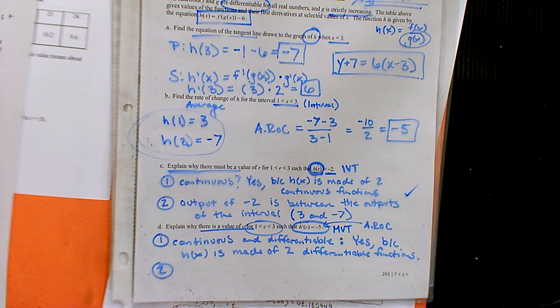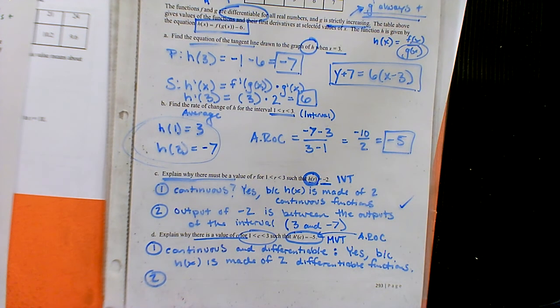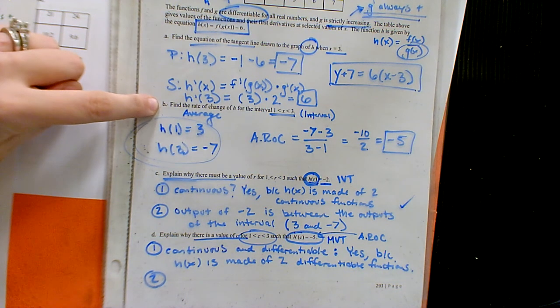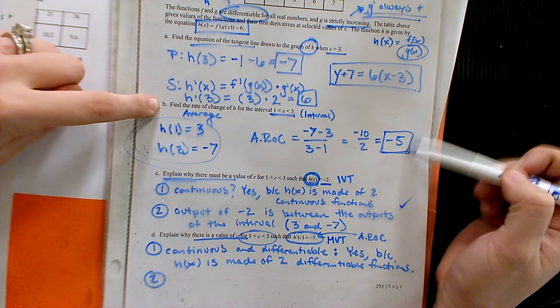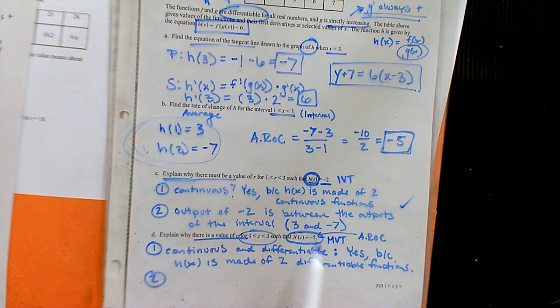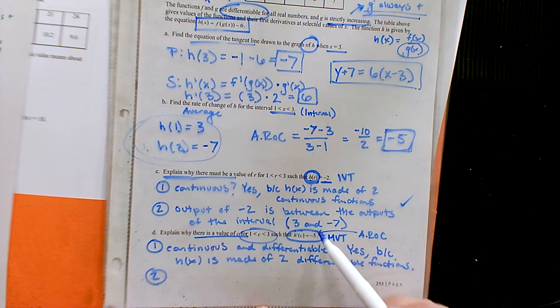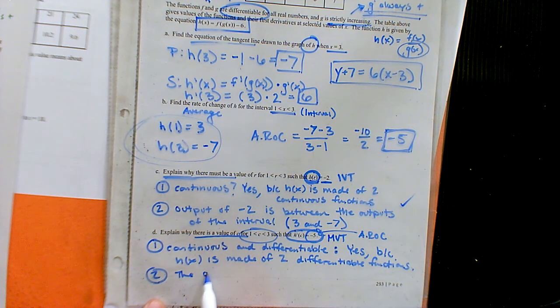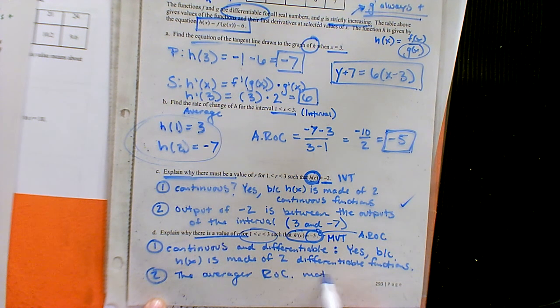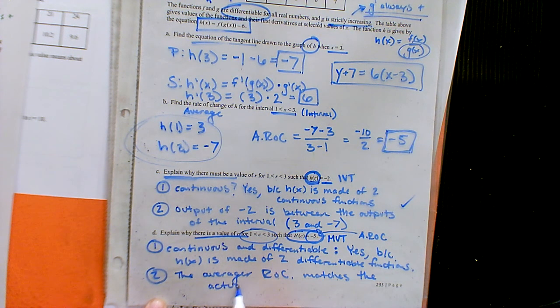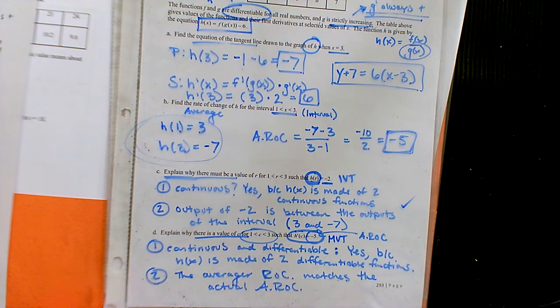Do we already know the average rate of change on that interval? Do you notice how we did that in part B? Okay, something we already had, and that was negative 5. Okay, so if this was 20, I don't think we would be able to explain why there must be 1. Because the true average rate of change is not matching the value that they stated. So we do have that kicker. The average rate of change, technically that they're using, matches the actual average rate of change.